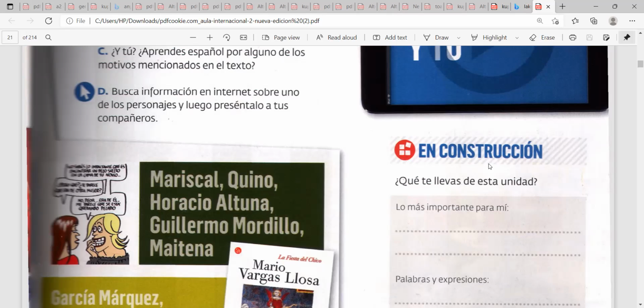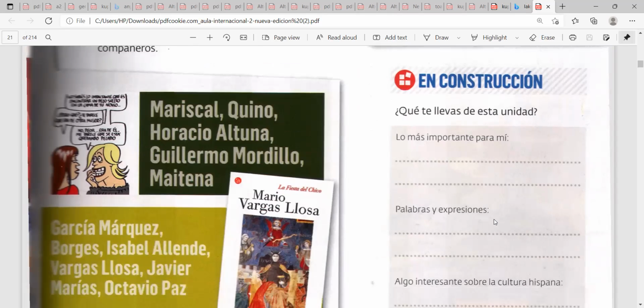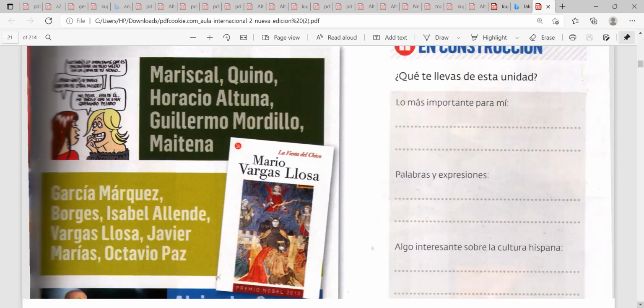The name in this unit, lo más importante para mí, the most important for me, and you have to write it. Okay. Palabras y expresiones, which you understand, the words. Palabras, we have words and expressions. You have to write and to submit. Clear. This is your task. You have to submit. You have to read again and write it down, because you have to understand the recording. Lo más importante para ti. Palabras y expresiones. Algo interesante sobre la cultura hispana.